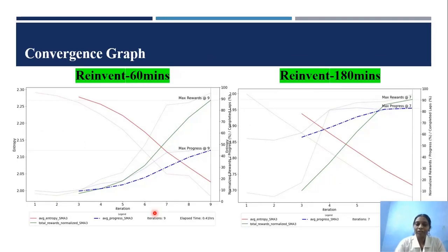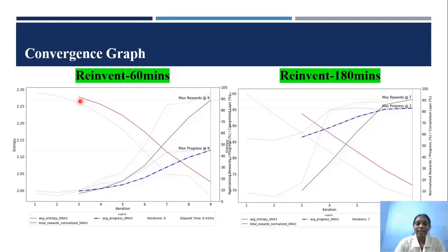The convergence graph is plotted between the entropy and the iteration, and we are also taking care of the rewards, progress of completion, and completed lap. See, this is the first model, which is trained for 60 minutes. Initially, the entropy level is very high. It is more than 2.5, because at that time the model is taking random actions to complete the lap.